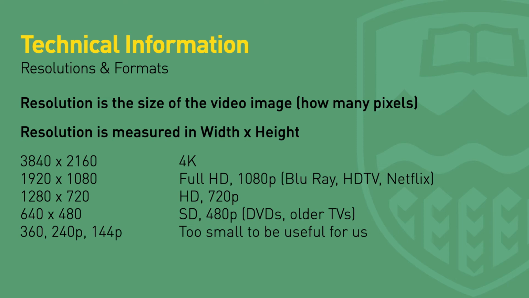Next smaller is HD or 720p. And below that is standard definition or SD, also known as 480p. DVDs and older TVs are this resolution. And then below that is 360, 240, 144. Basically a Nintendo DS or a Game Boy screen size resolution. It's a little too small for what we're working with. So I think HD 1080p is usually your best bet. Phones display in HD and can film up to 4K these days. So just an idea of what you have access to.